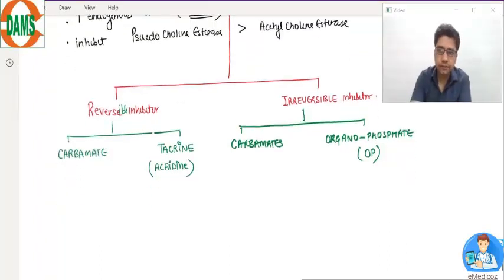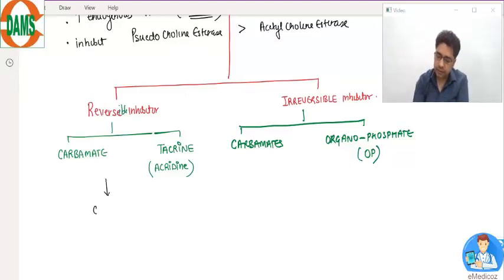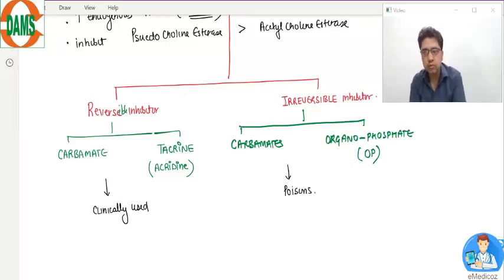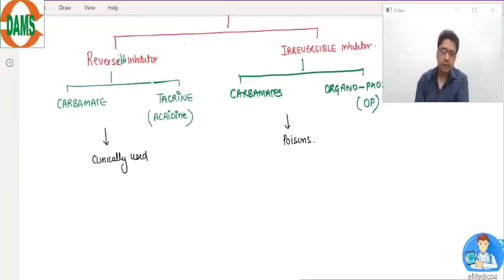But before going further, can you tell me which drug will be safer to use in our patient? Yes, some carbamates are reversible, some carbamates are irreversible. The drugs which are safer to use in our patient are reversible inhibitors. I'll tell you the reason why. And the irreversible drugs are mainly used as poisons, to kill a person, to kill insects. Now, let's talk first about what is the difference between them.